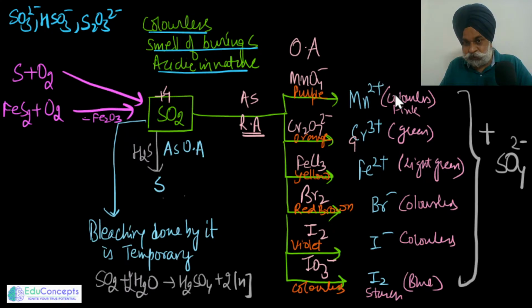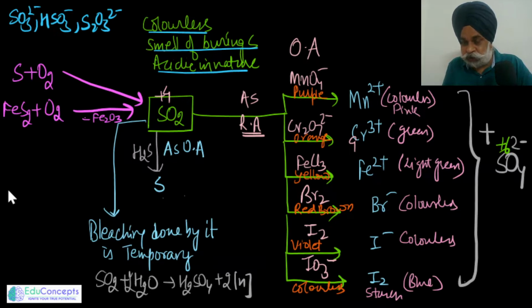So KMnO4 turns to light pink, dichromate turns to green, ferric chloride turns light green because Fe2 positive is light green, bromine gets converted to bromide, iodine to iodide, iodate to iodine, and the SO2 gets converted to sulfate, that is in plus 6. Balancing is not required, but you should know which oxidizing agent converts to what. Make it a point, SO2 reacts with H2O2 as well, but during the process of SO2 reacting with H2O2, there is no observable color change. So make it a point.